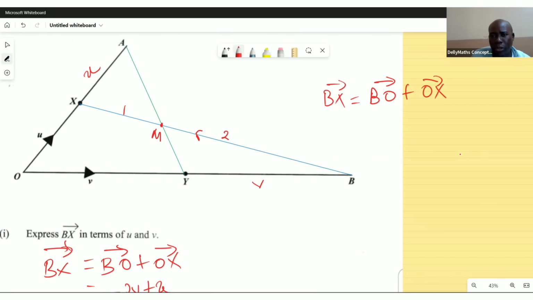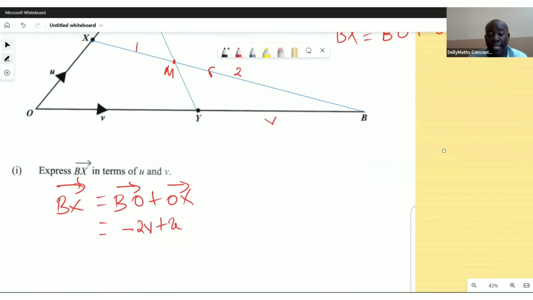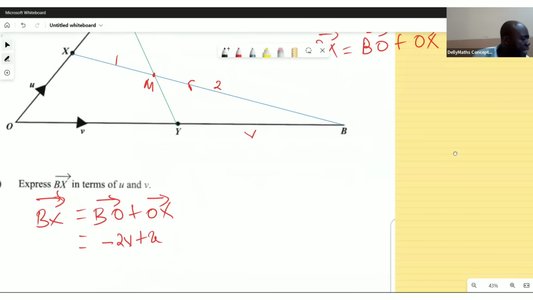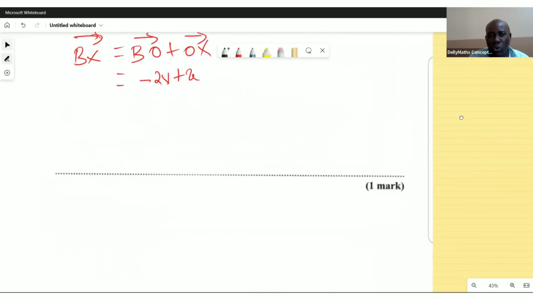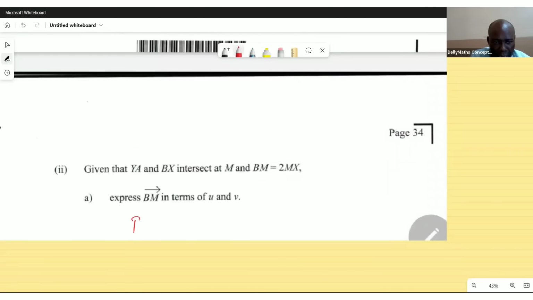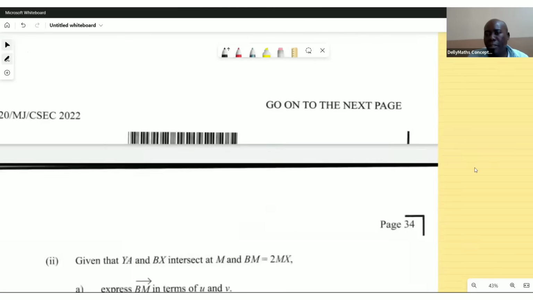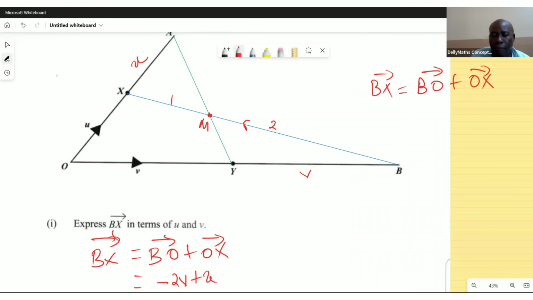Did I work out BX already? Why do I feel like I worked out BX already? I have BX. All right, good. So if I have BX already, then 2/3 of BX is BM. So I have it already. All right, let's go. You know what is BM? BM is equal to 2/3 of BX, and BX is -2V plus U. It's 2/3 of it. Let me just re-explain. Based on the context, when they said M intersect here, it is saying from B to M is 2 times MX.